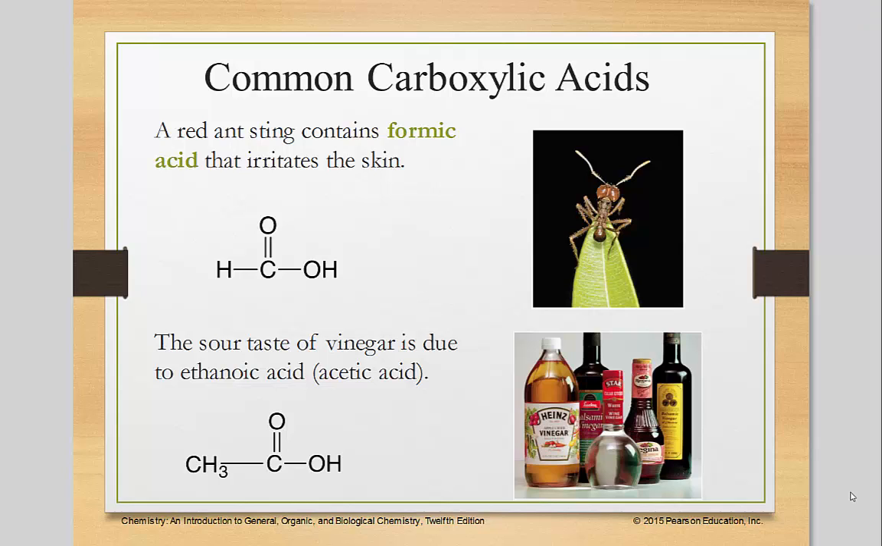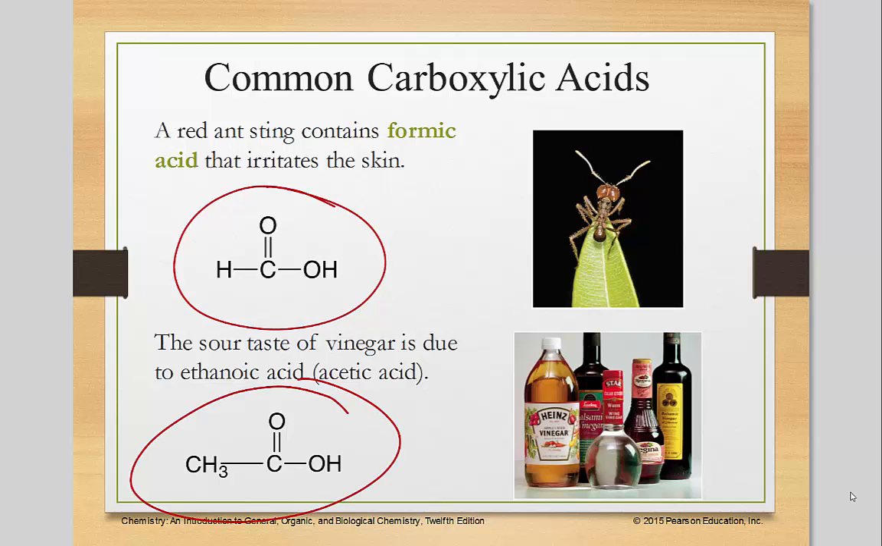A couple common ones that you might be familiar with and don't even realize: formic acid is in a red ant sting and it hurts really bad. And vinegar is ethanoic acid or acetic acid.